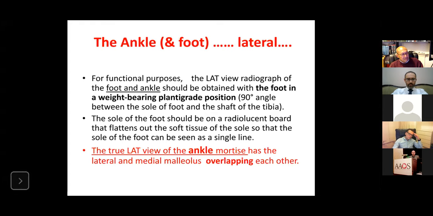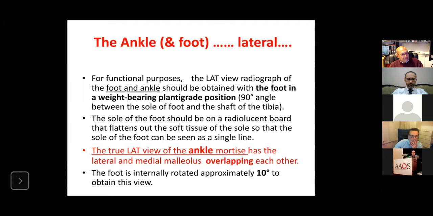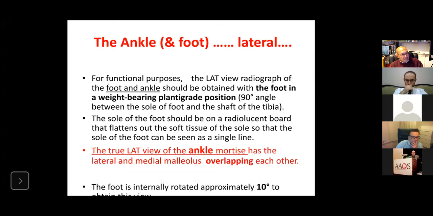If we have one malleolus in front of the other, this is not a true lateral view for the ankle. This is an oblique one. To have this, we should internally rotate the foot about 10 degrees to have this full overlap and subsequently have the true lateral view for the ankle.